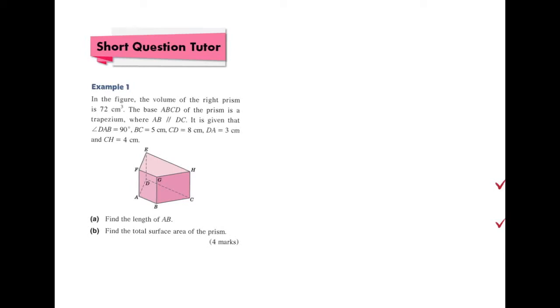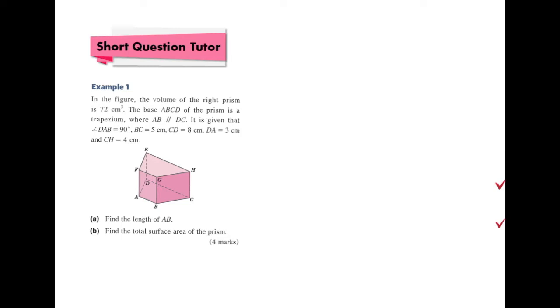In example 1, we are going to find out the length and total surface area from the volume of a right prism. The most important technique in this kind of question is to find out the correct information in the figure and substitute it into the formula.